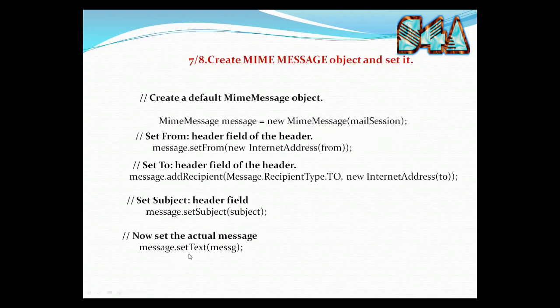Now set the actual message, that means the message text area. So here the message will be a string object where you get the parameter from the index.jsp page. So you set it here. Then you send the message. So you need to use the Transport class. When you send a message, you need to use Transport.send. Send is the method of the Transport class. This message is the object of the MimeMessage class.